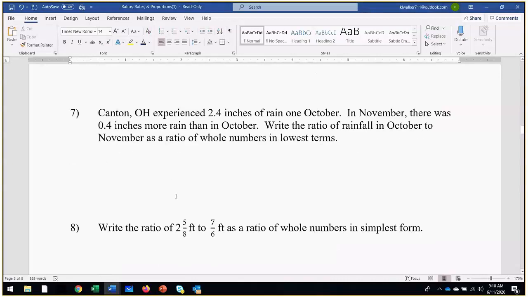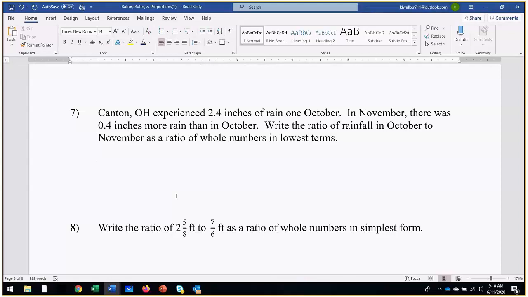Number 7's got the decimals, so let's take a look at that. Canton experienced 2.4 inches of rain in October. In November, there was 0.4 inches more rain than in October. Write the ratio of rainfall in October to November as whole numbers in lowest terms.